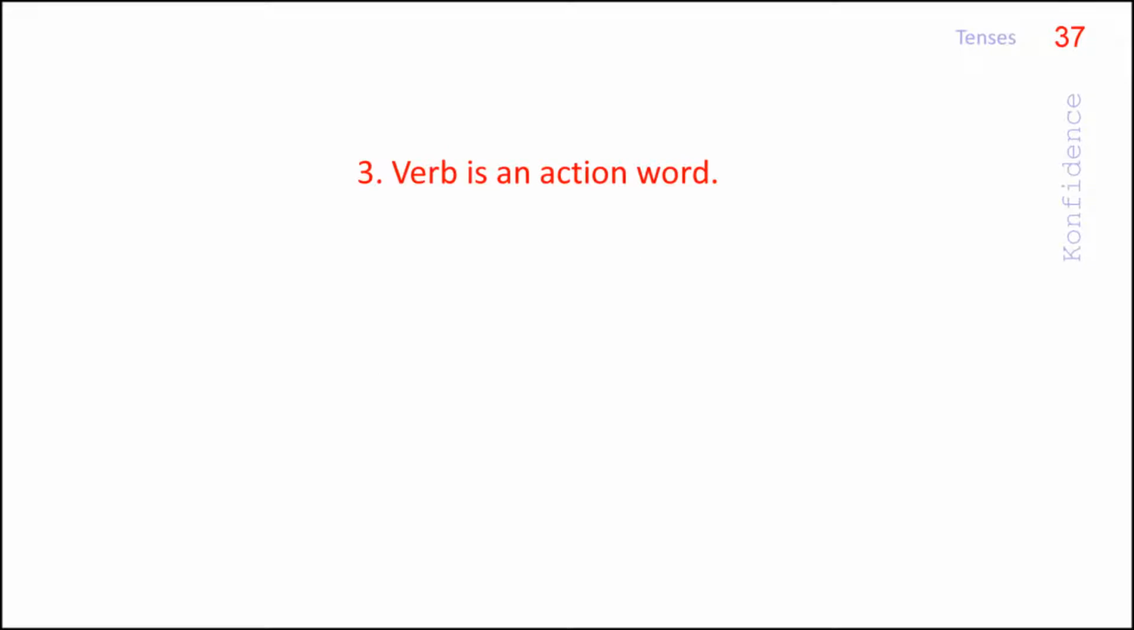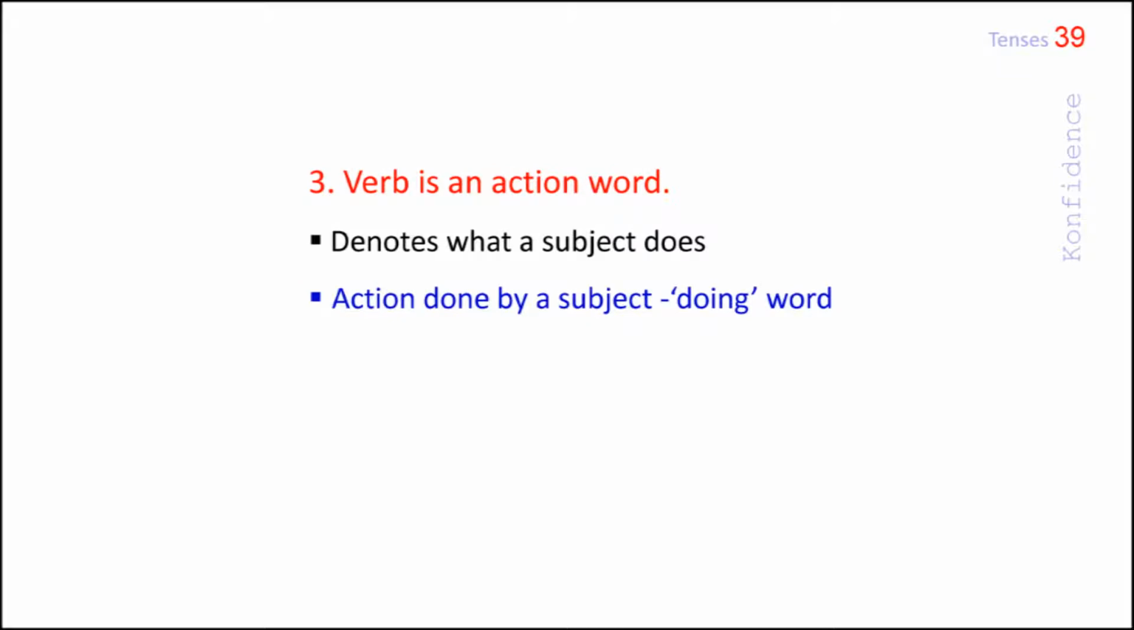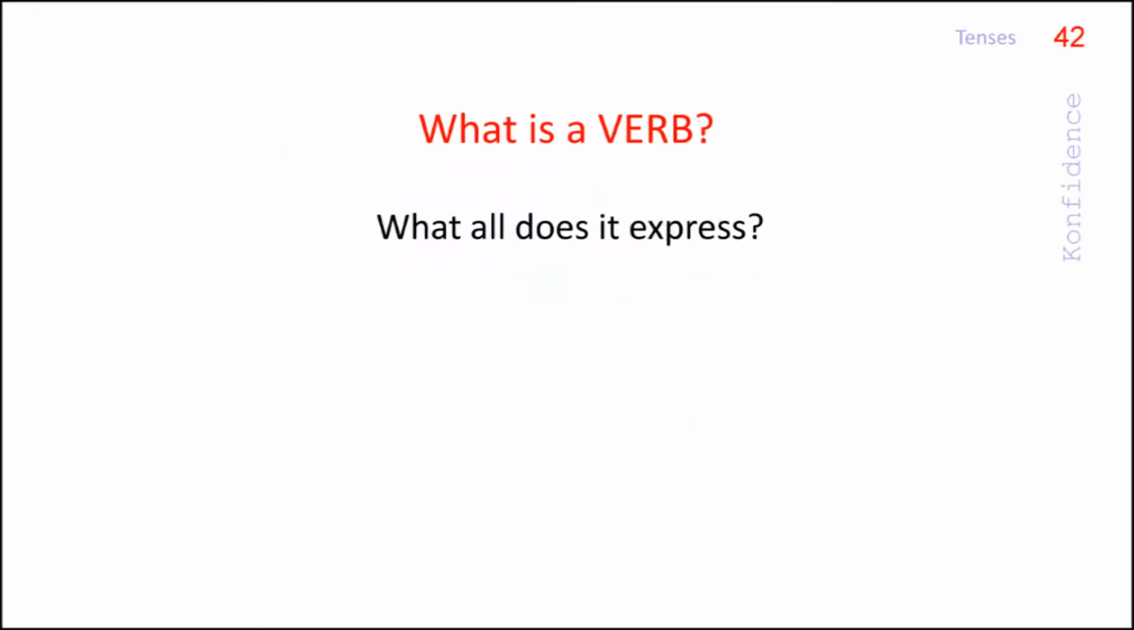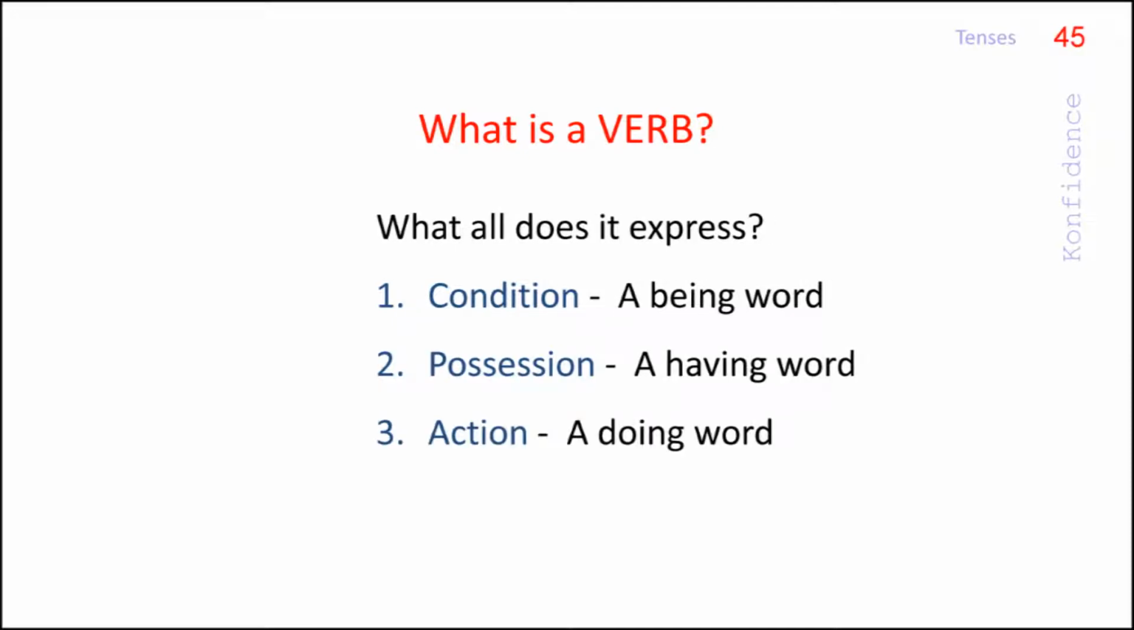And finally, verb is an action word. It denotes what a subject does. A verb that expresses an action done by a subject is a doing word. For example, doctor is examining the patients. Here the verb is examining tells us what the doctor is doing. So, a verb can be a being word, that is condition, having word, that is possession, and doing word, that is action.